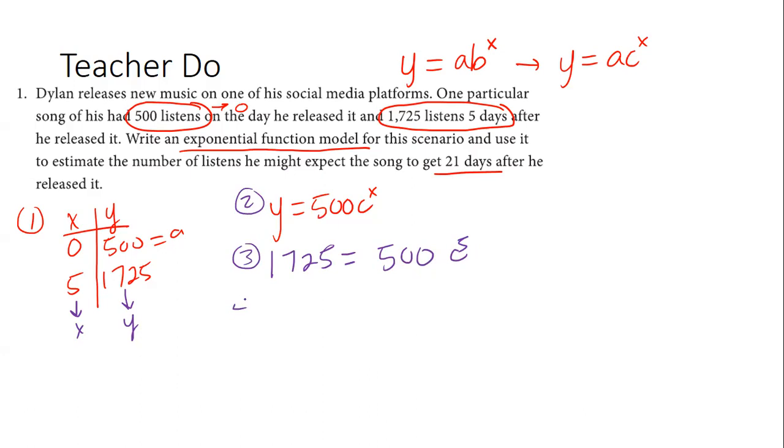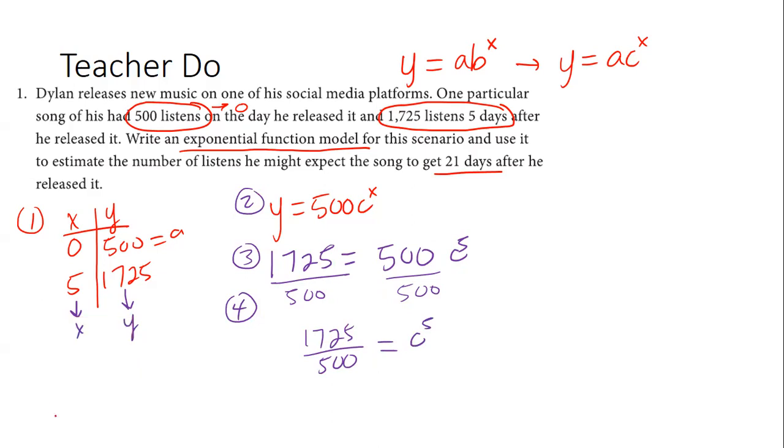So step 4 is now to get c by itself. So what are the steps I need to take to get c by itself? This is multiplication. We're going to divide. Remember, when you are undoing, you got to start from the bottom of PEMDAS. So you're working your way up. You can't touch the power until you've dealt with your multiplication and your division. Does that make sense? So we're going to divide both sides by 500. And we're going to leave it as a fraction. 1725 divided by 500 equals c to the 5th.